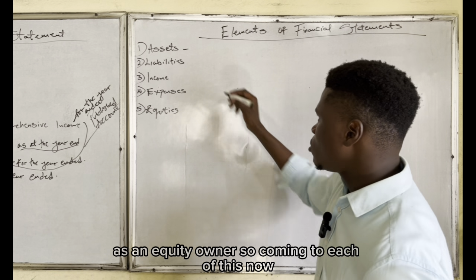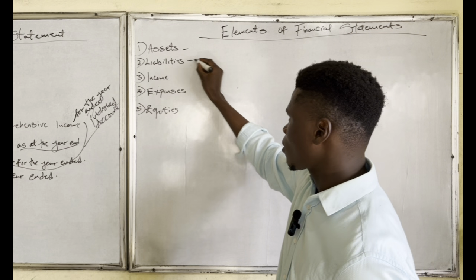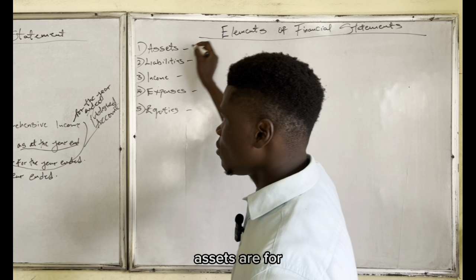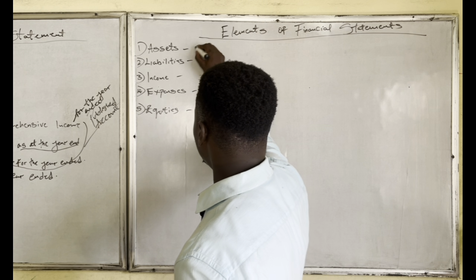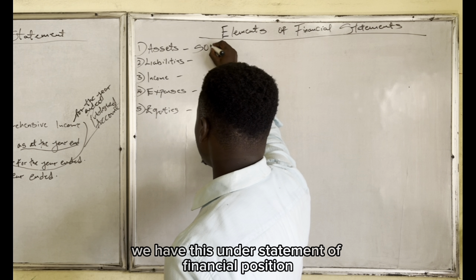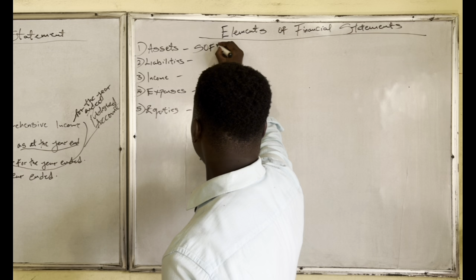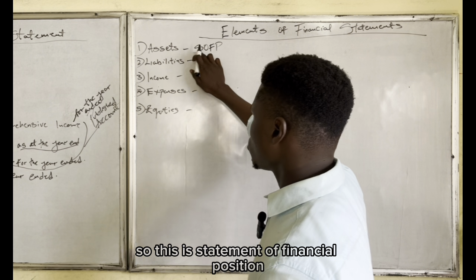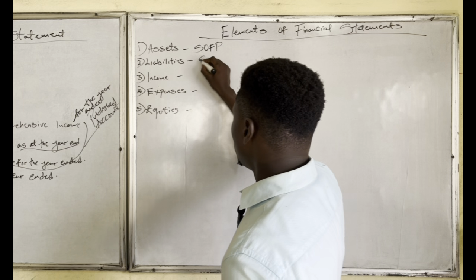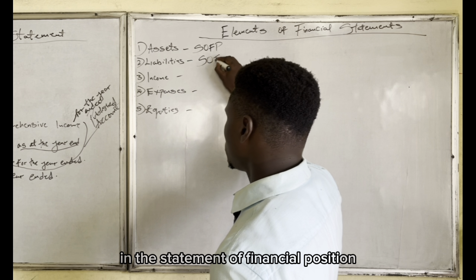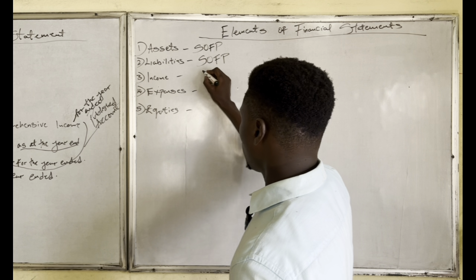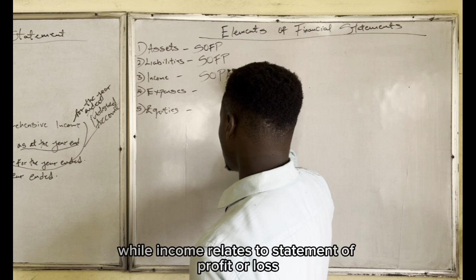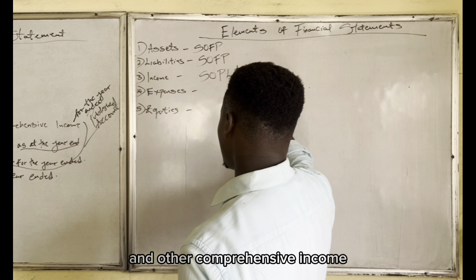So coming to each of this now, assets. We have this under statement of financial position. So I'll just shorten it, just like I've written before. So this is statement of financial position. We can also find liabilities in the statement of financial position, while income relates to statement of profit or loss and other comprehensive income.